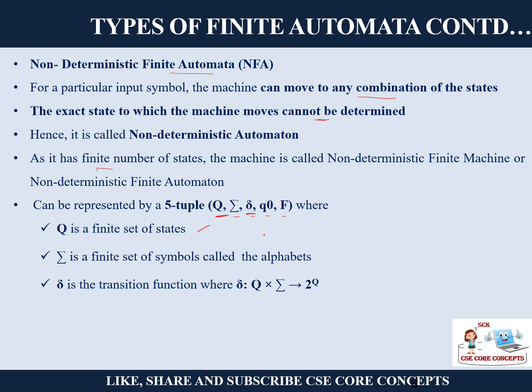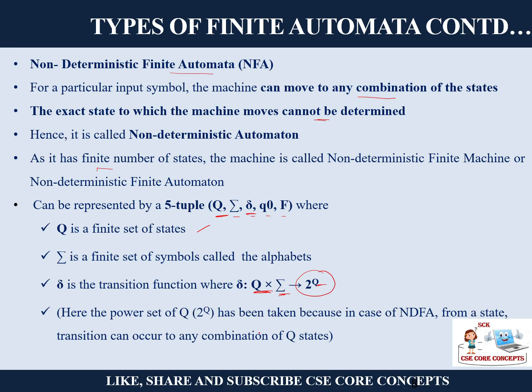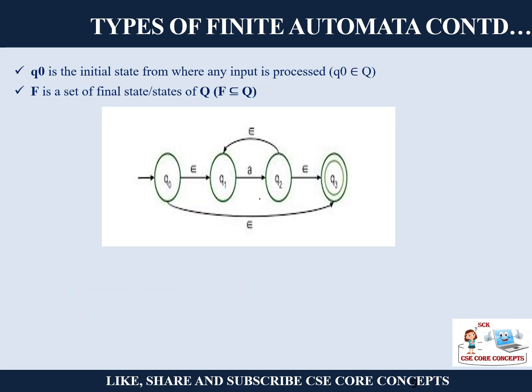Now here it is different from that of DFA. Here the input is given to the existing state, and it can lead to any number of states. There it could lead to only one state. Here you can go to any number of states. That is why here it is taken as a power set, 2 to the power Q. Q0 of course is the initial state and F is the final state. Here it does allow null transitions. F is a set of final states, a subset of the total set of states, obviously.